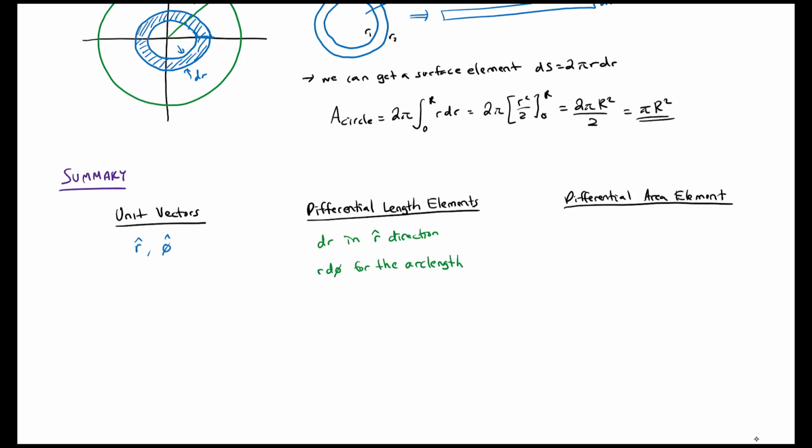Next, with these two differential elements, we can create our ds, or our differential area element, which is r dr d phi.